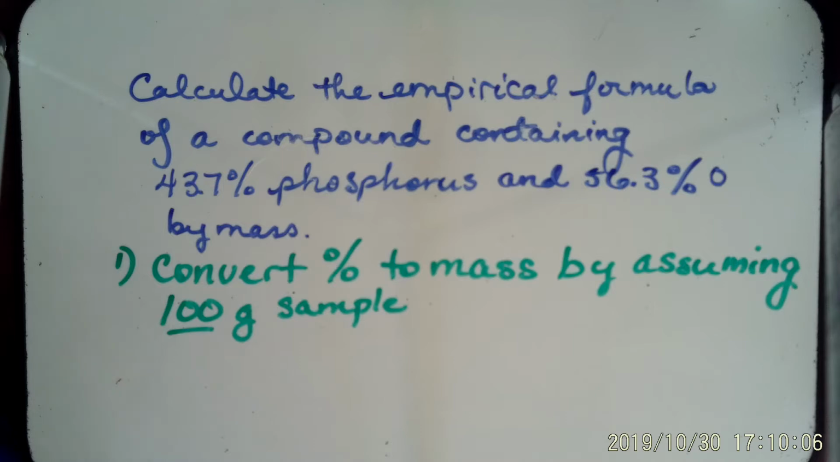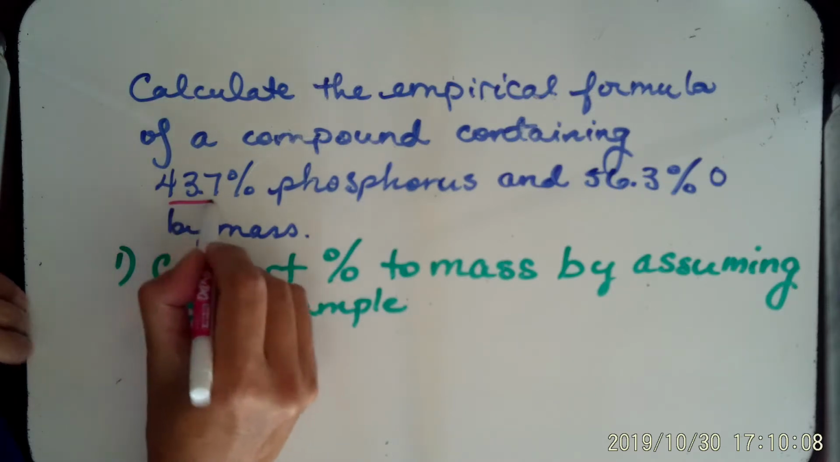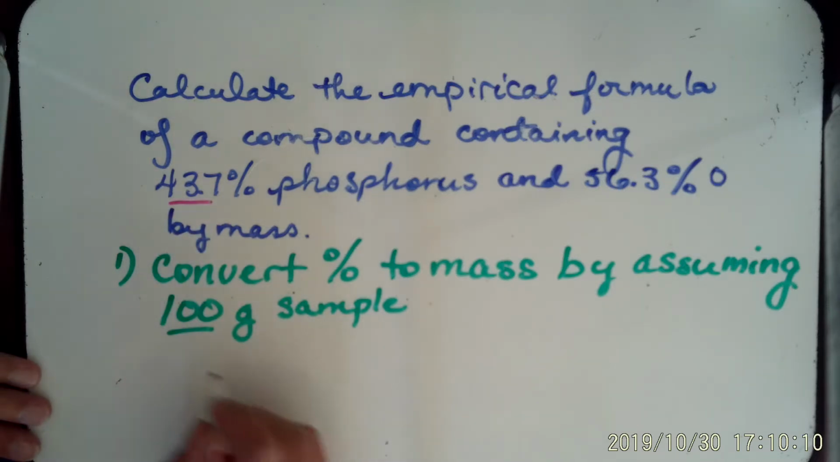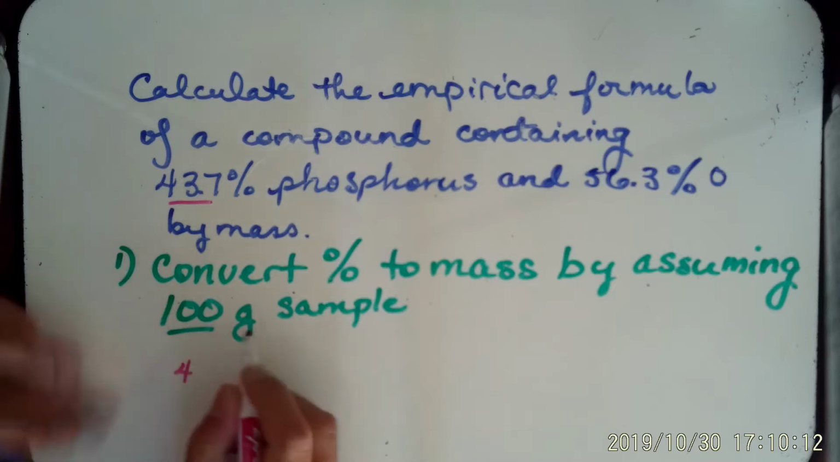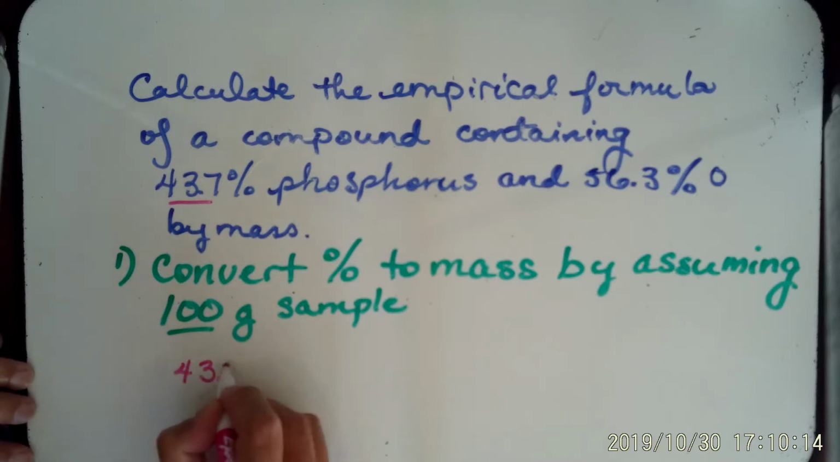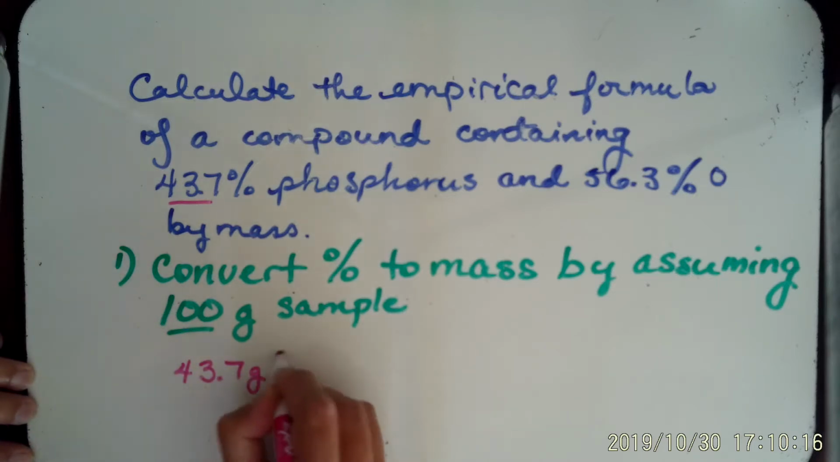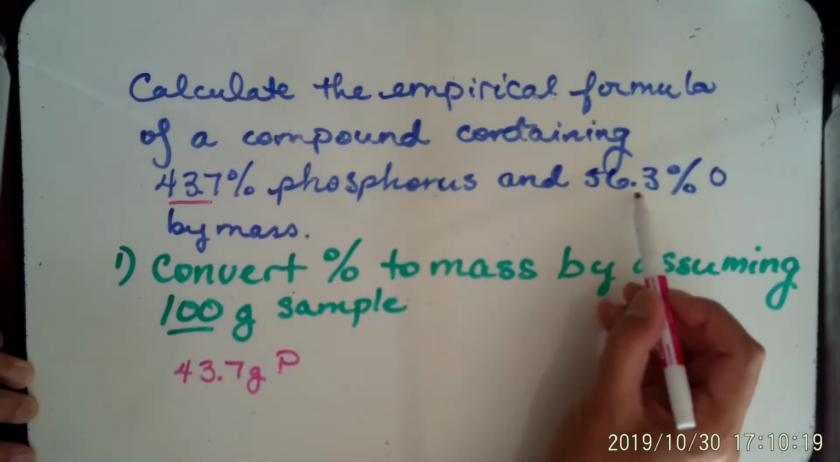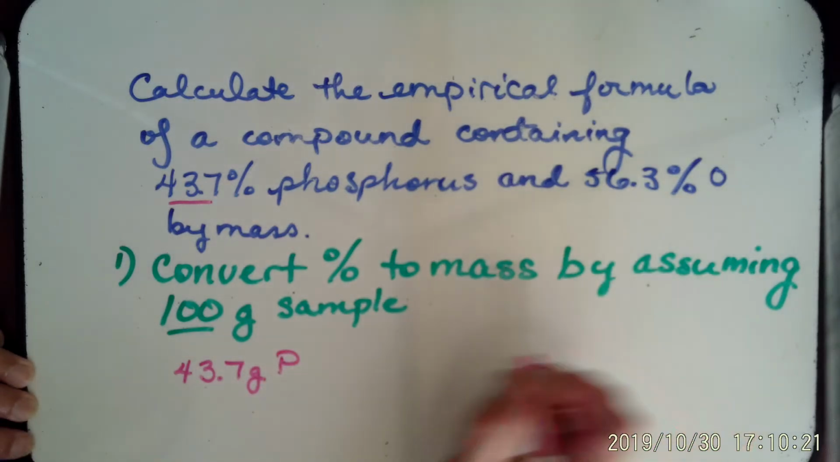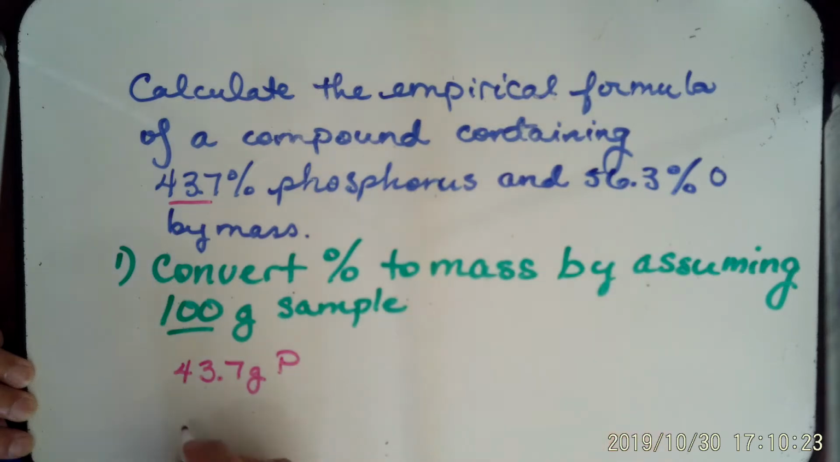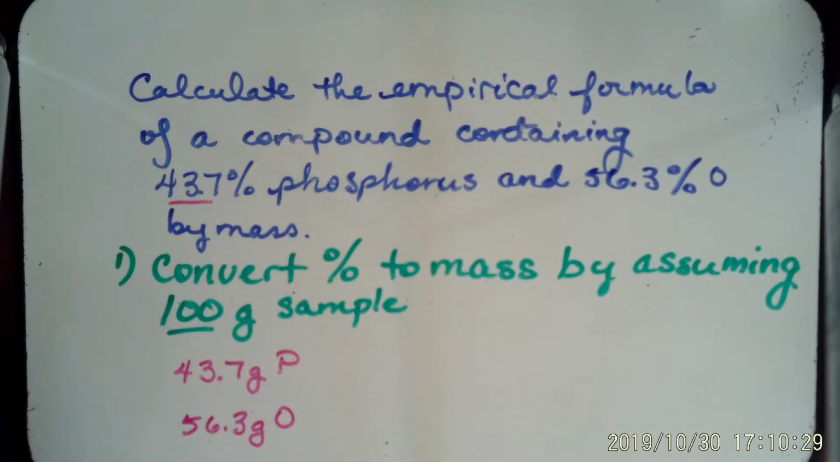So 43.7% phosphorus. If I have a 100 gram sample, that means I have 43.7 grams of phosphorus. 56.3% oxygen. If I have a 100 gram sample, that means I would have 56.3 grams of oxygen.